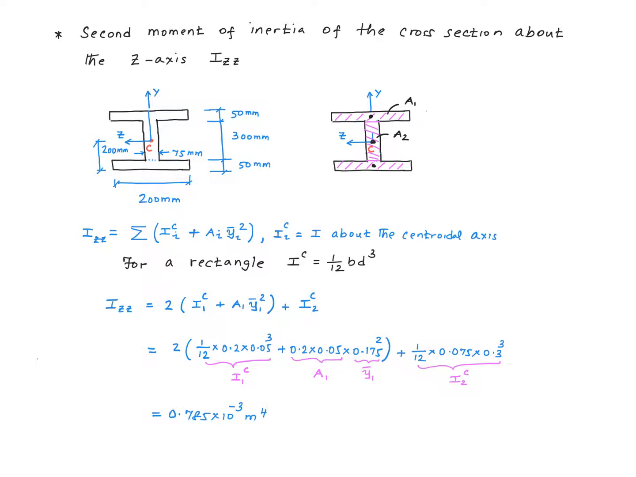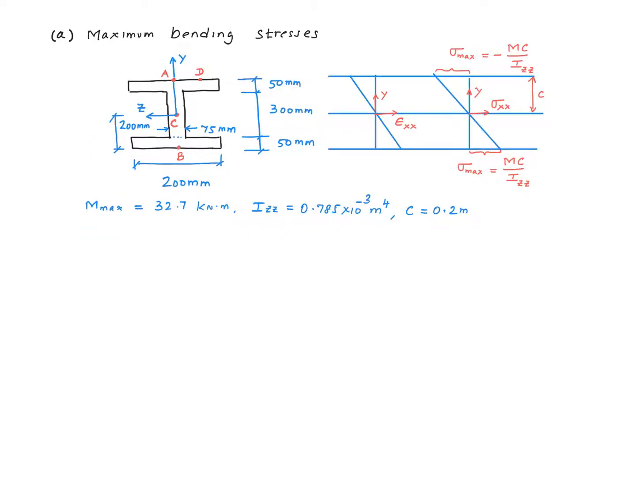The formula for calculating the second moment of inertia about the centroidal axis for a rectangular beam is this. Now you should be able to follow this very easily. So we get a value of 0.785 times 10 to the minus 3 meter to the power of 4 for IZZ. Let's go ahead and answer the first part of the question, which is to calculate the maximum bending stresses.